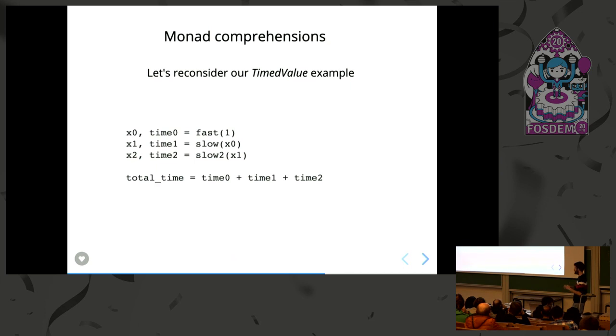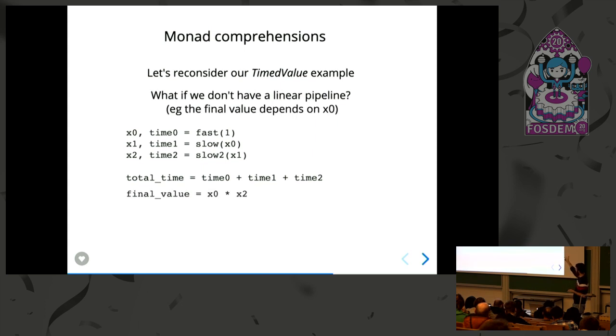Let's reconsider our time value example. Everything went well because we had a linear pipeline. By that I mean at every step of the computation, we only needed the result of the previous step. But it's not always the case.